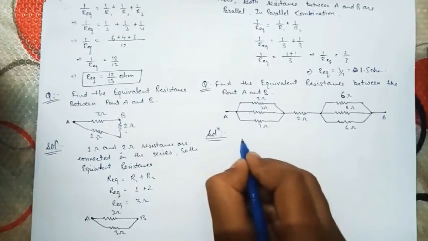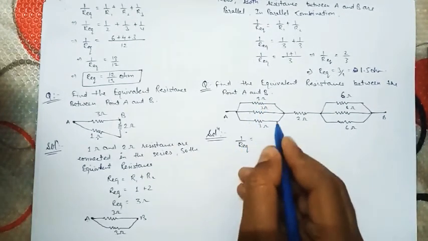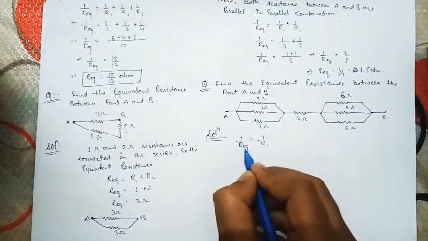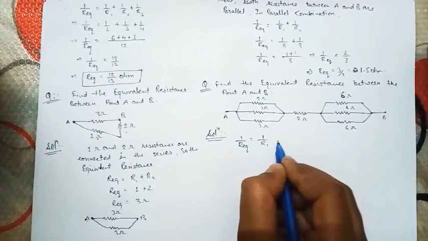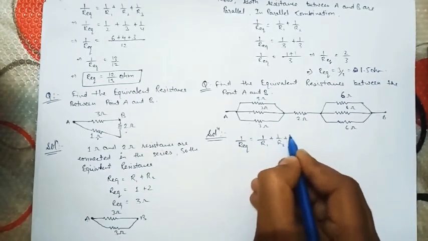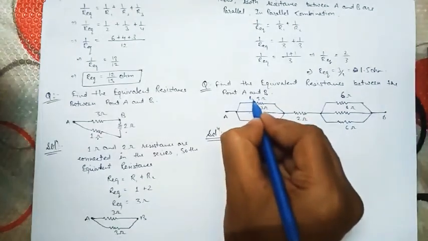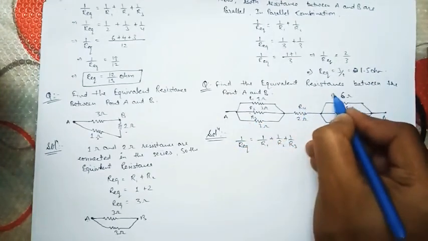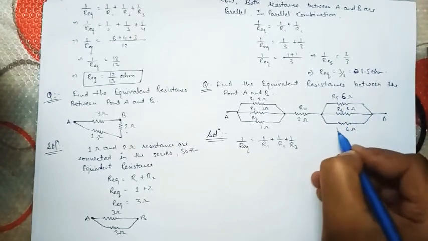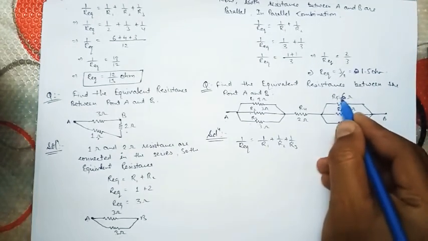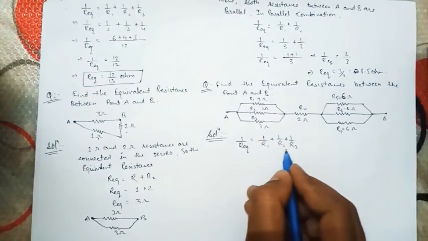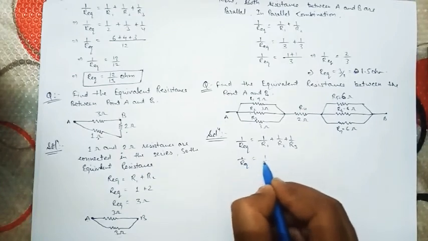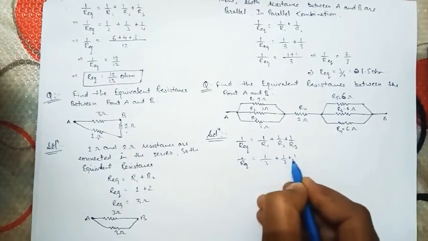Now we solve this parallel combination. 1 upon R equivalent equals, here 3 ohm, 3 ohm and 3 ohm are in parallel combination. The parallel combination formula is 1 upon R equivalent equals 1 upon R1 plus 1 upon R2 plus 1 upon R3. We have R1, R2 and R3, and then R4, R5, R6 and R7. What is the value of R1, R2 and R3? That is 3 ohm, 3 ohm and 3 ohm. So 1 upon R equivalent equals 1 upon 3 plus 1 upon 3 plus 1 upon 3.